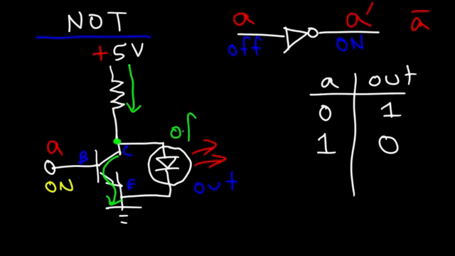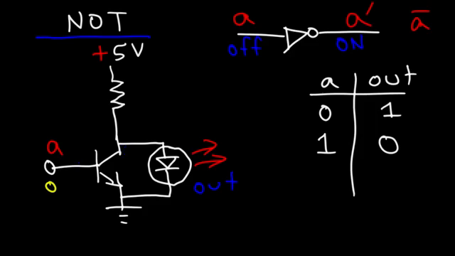So this will be in the off state because the current has been diverted through the transistor. So notice that we have a complementary situation. The input is on, but the output is off. Likewise, the reverse is true.